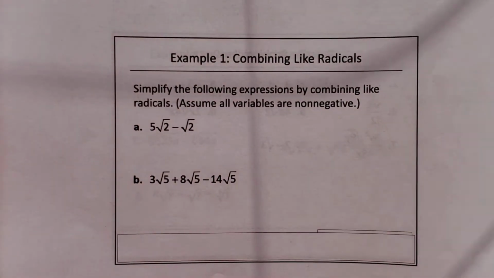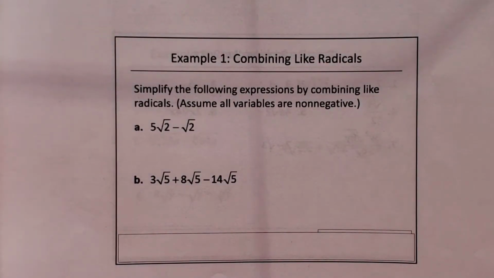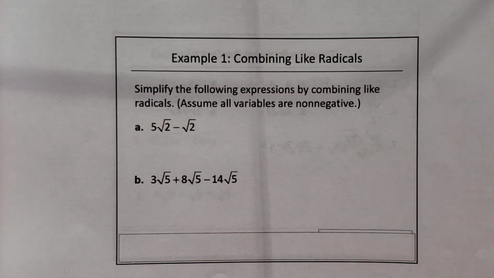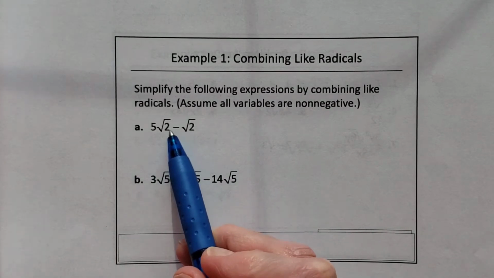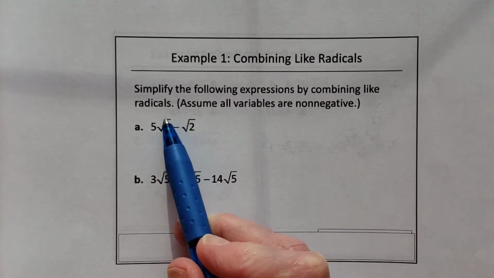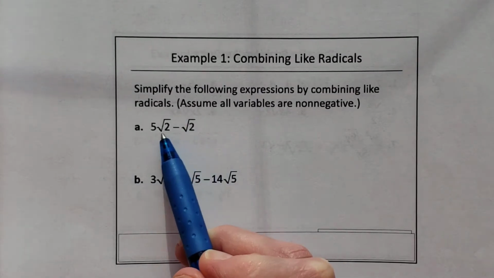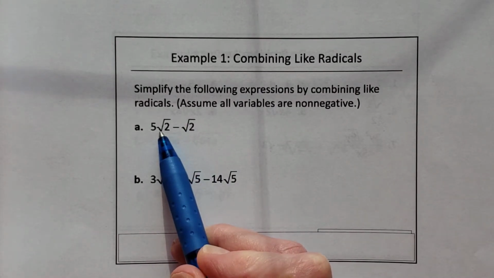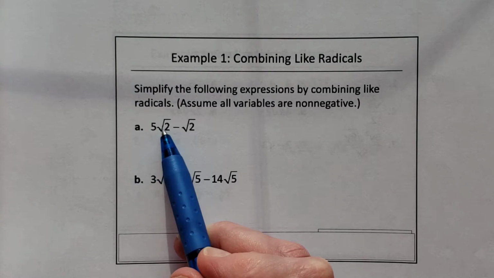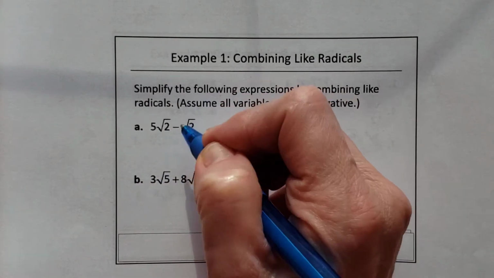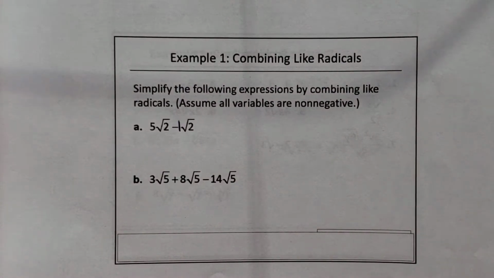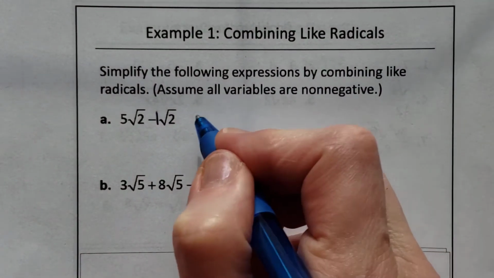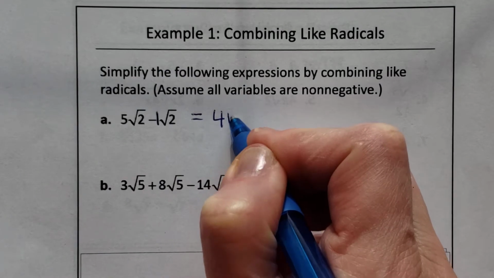All right, so similar to fractions that have common denominators, you can add and subtract fractions with common denominators. Well, same kind of concept with radicals. As long as whatever is under the radical matches exactly, then you're allowed to add and subtract them. So this is saying 5 square roots of 2 minus 1 square root of 2. So of course 5 minus 1 is 4. So this is equal to 4 square roots of 2.